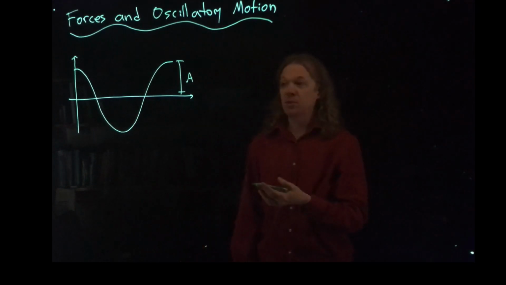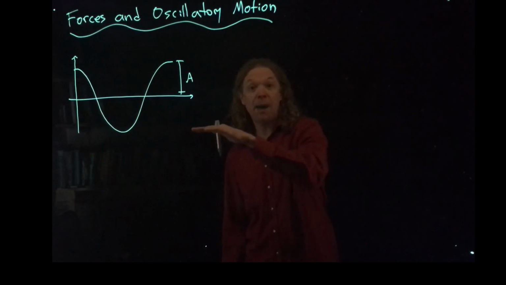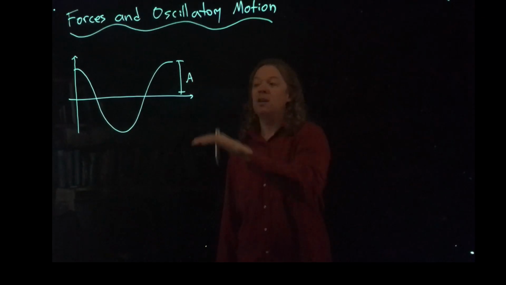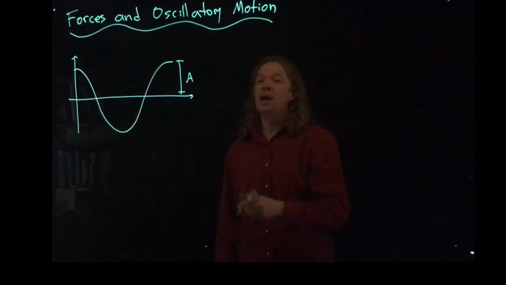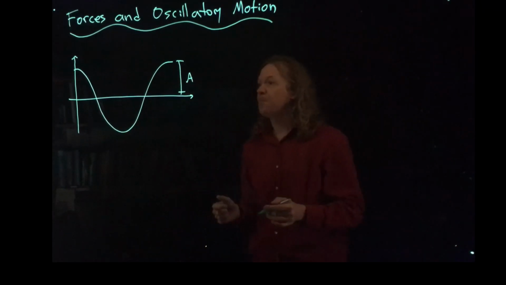Notice that we talk about the amplitude from the equilibrium position, not from the absolute minimum. So really the object moves between minus A and plus A, so sort of a total distance of 2A. But when you talk about the amplitude, we're just talking about that part. And that'll be obvious why that is in a moment.